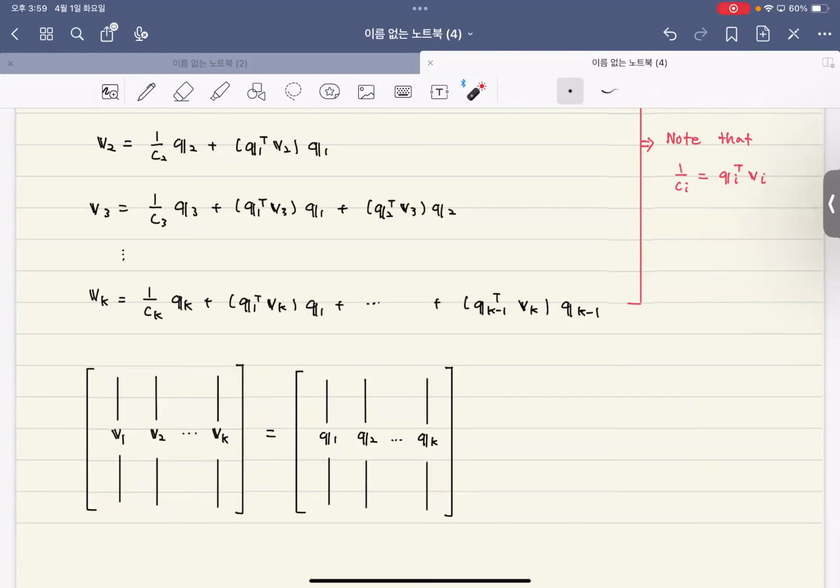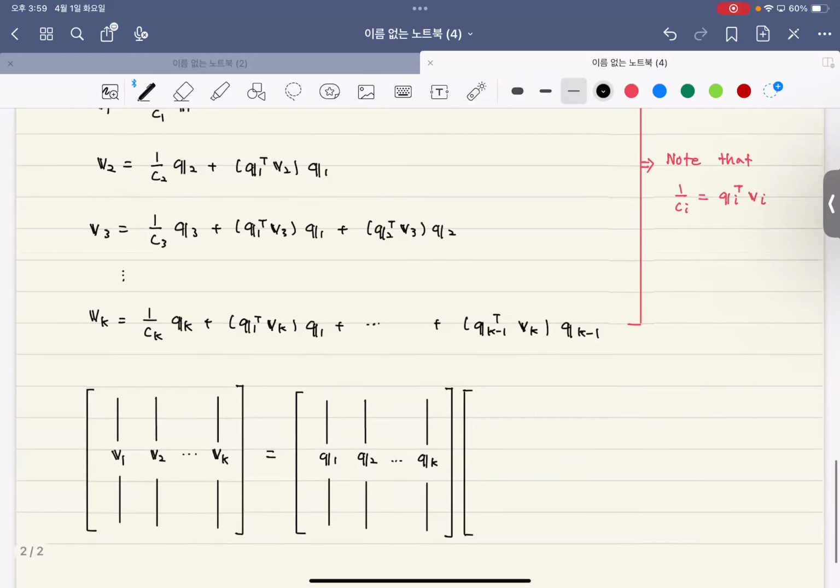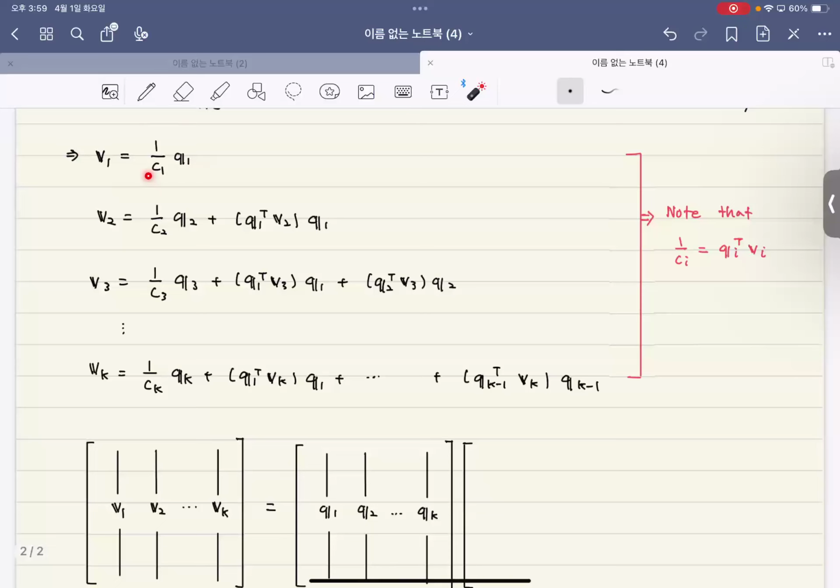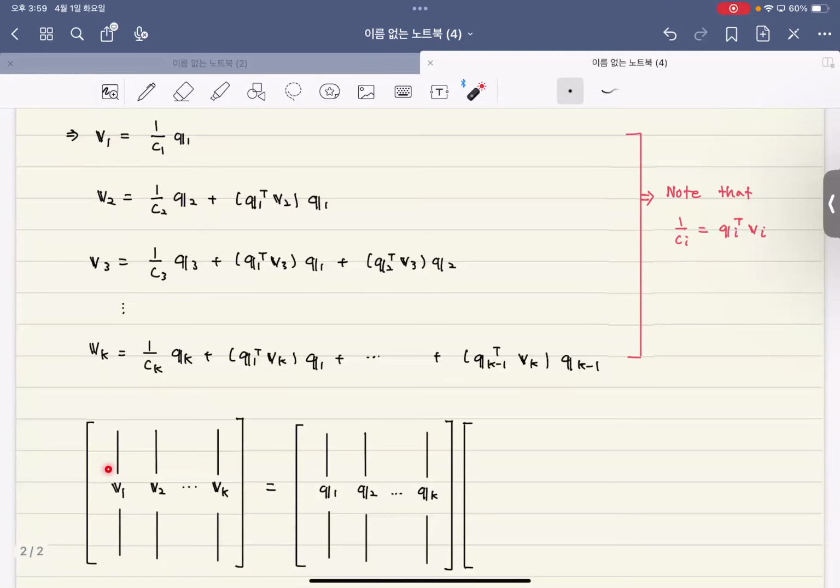Okay. Now things are getting tricky. Not tricky, but well, interesting. Let me go back to the first relation. V1, which is the first column of the left-hand side, is simply C1 over C1 times Q1, plus all the remaining invisible terms: 0 times Q2, 0 times Q3, and 0 times Qk.